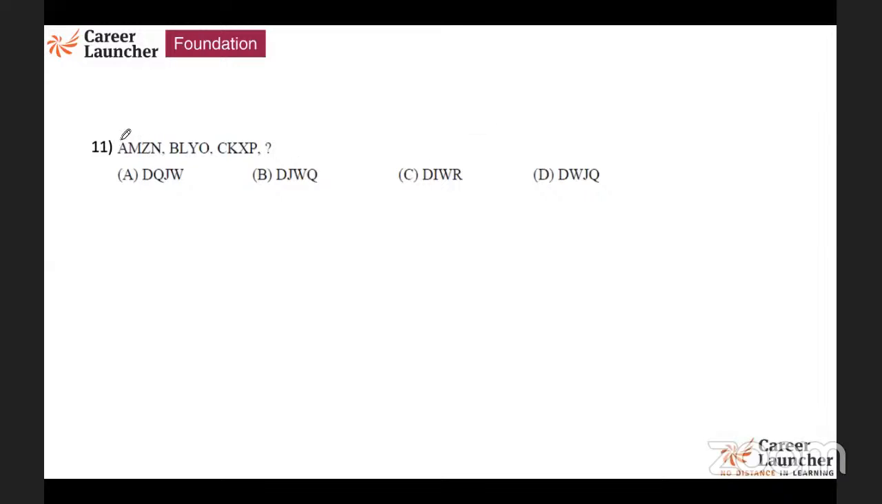What is the next one? So A, B, C, next one has to be D. Unfortunately, all 4 are D. Then M, L, K. So K, L, M. So it has to be what? I, J, K, L, M. J should be the next one. The only thing which is there.